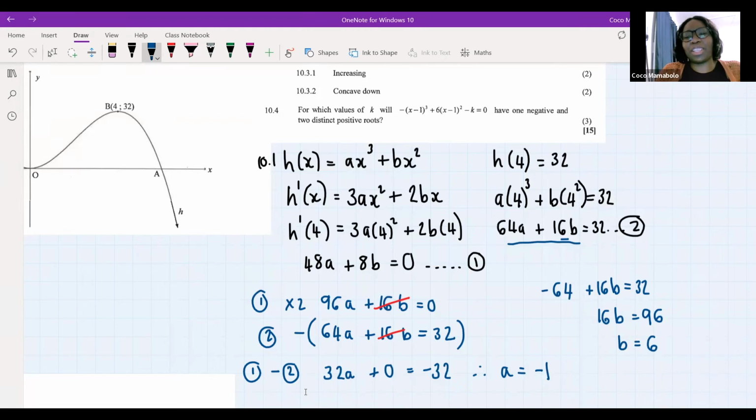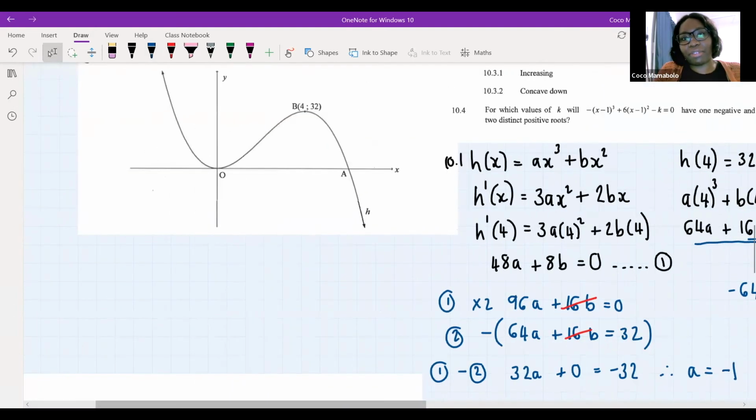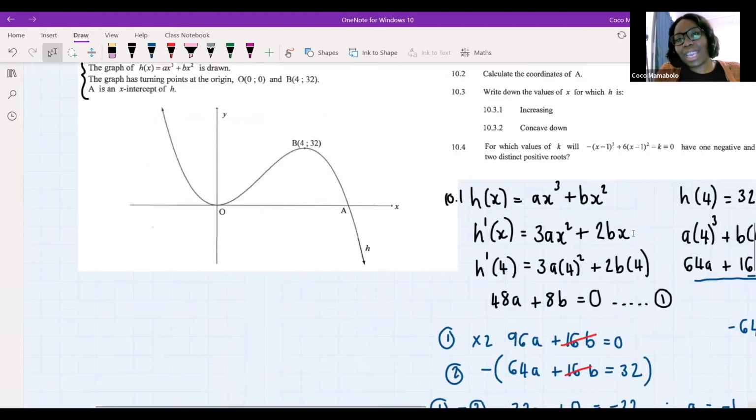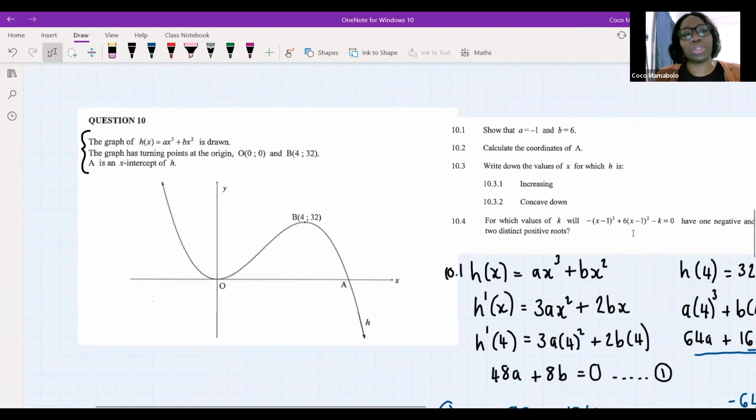And that's correct because they've actually asked me to show that A is equal to -1 and B is equal to 6. So guys, they're actually doing us a bit of a favor by telling us that A is equal to -1 and B is equal to 6. Because if you couldn't find these two values, there's a very good chance you wouldn't be able to do questions 10.2, 10.3, and 10.4. So they're actually doing you a favor. Now you know what A and B are, even if you don't get 10.1 correct. And they're being very nice and kind to you guys.